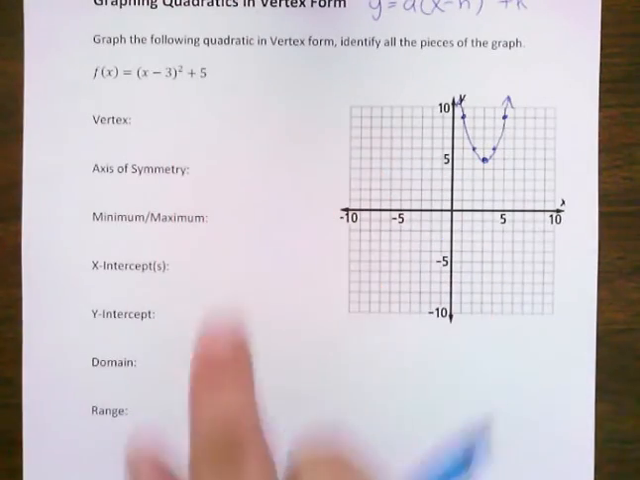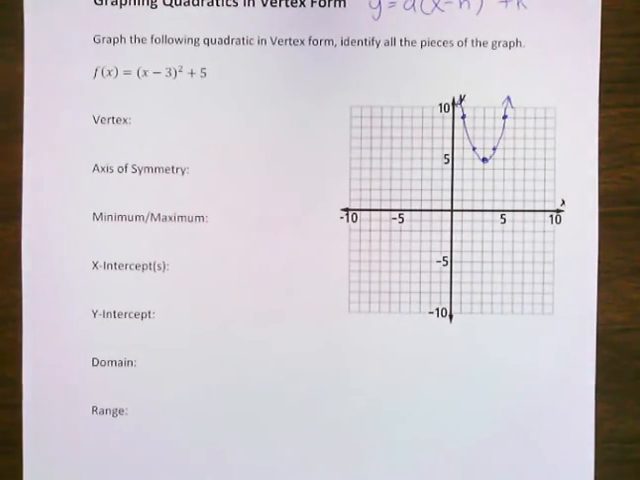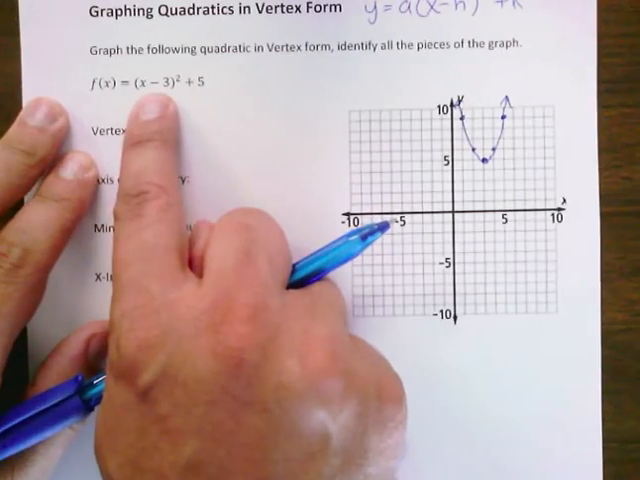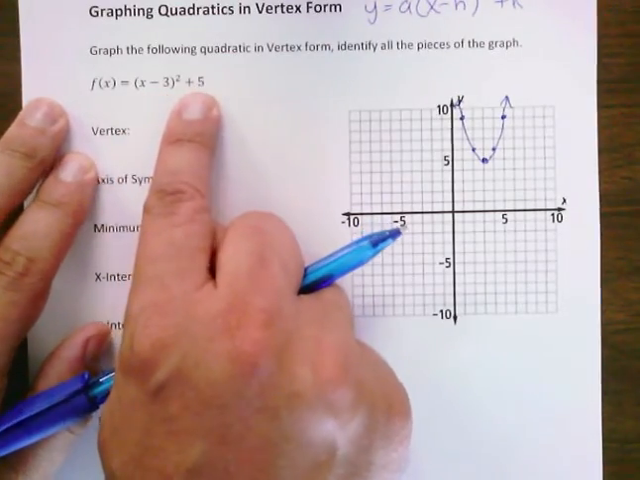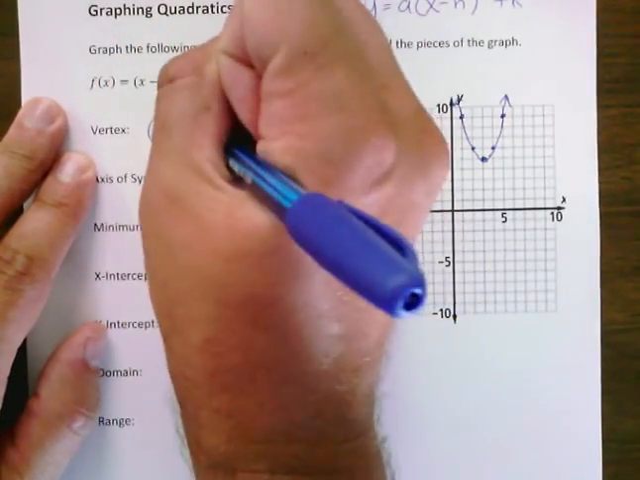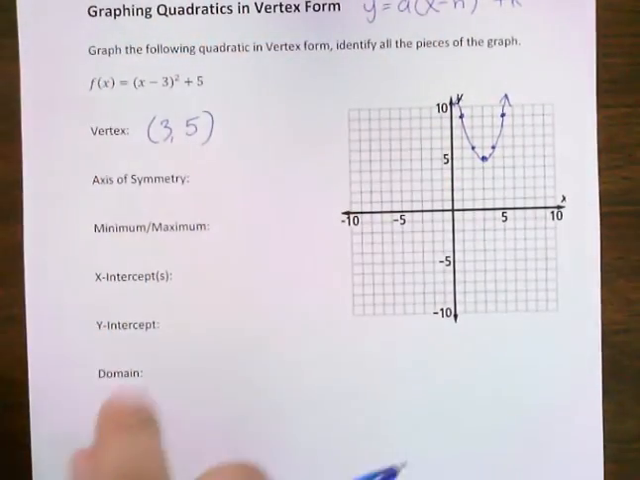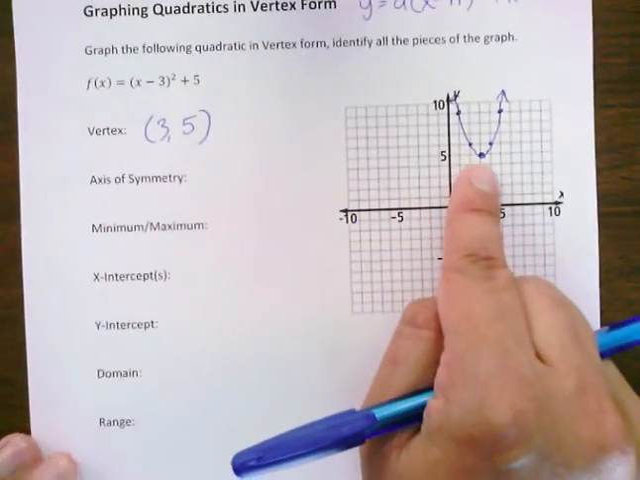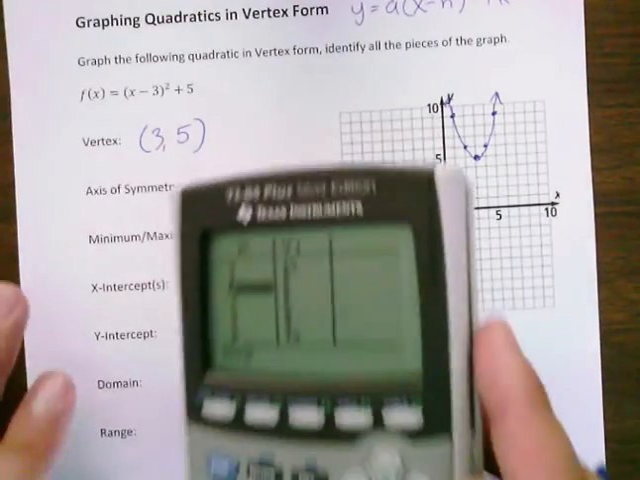What's tough is being able to identify all the important features here, from the vertex, axis of symmetry, minimums, maximums, x, y intercepts, domain, and range. So the vertex we kind of already talked about. Since this is vertex form, you're able to look at the equation. Remember, h is always the opposite, k is just fine. So flip the negative 3 to a positive 3, and the k in the back. So (3, 5) is my vertex. You could find that by looking at the equation. You could look at your graph and find that point (3, 5).